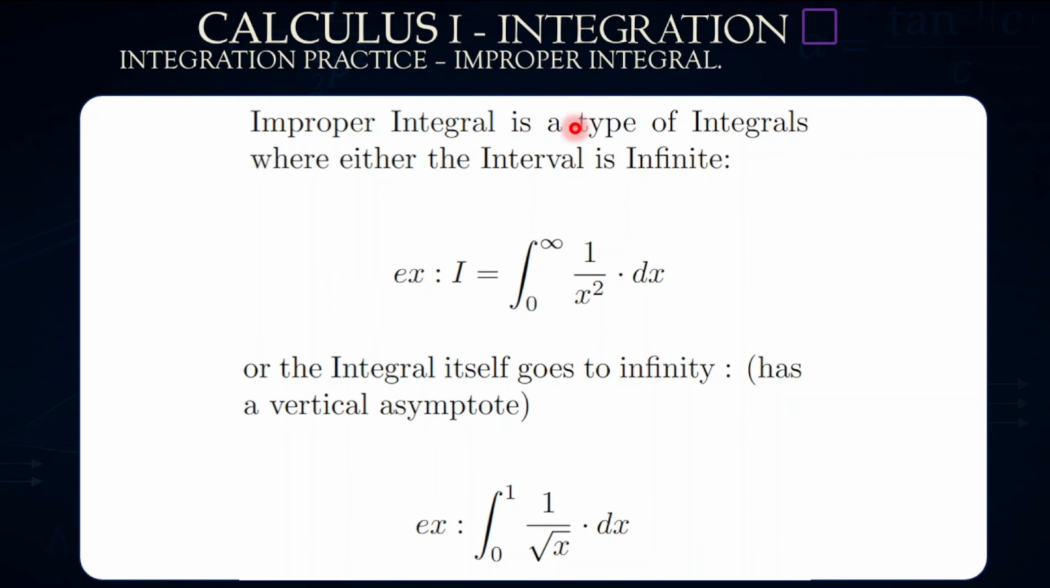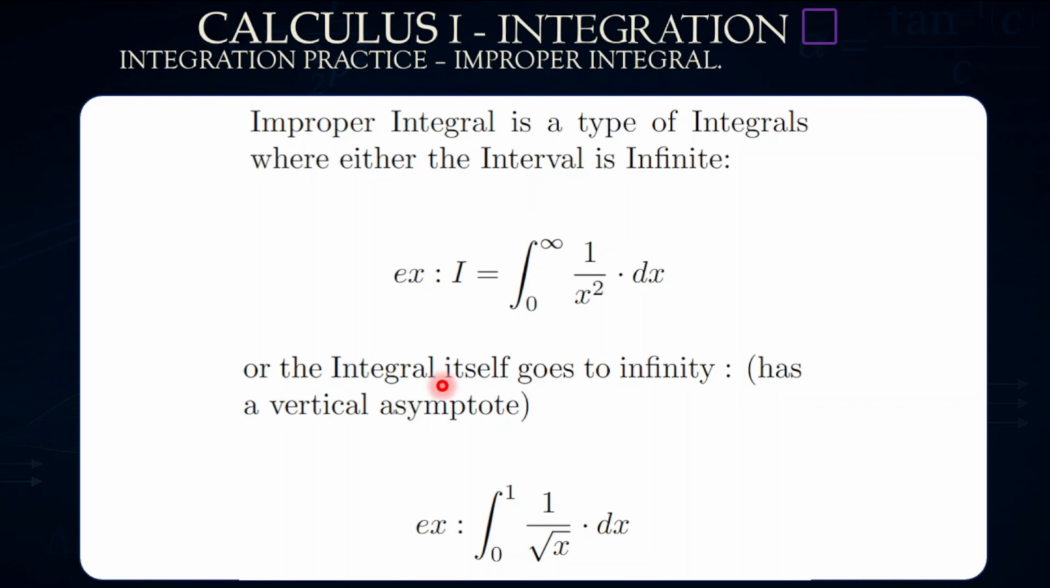Now let's talk about improper integrals. What is an improper integral? It is a type of integral where the interval is infinite, so the interval of integration goes to infinity, just like you see in this example, where I equals the integral from 0 to infinity of 1 divided by x squared dx. Here, not only does the interval go to infinity, but you also have another problem: the integral starts from x equals 0, which is undefined. The denominator becomes 0 and you cannot divide by 0. That's another problem.